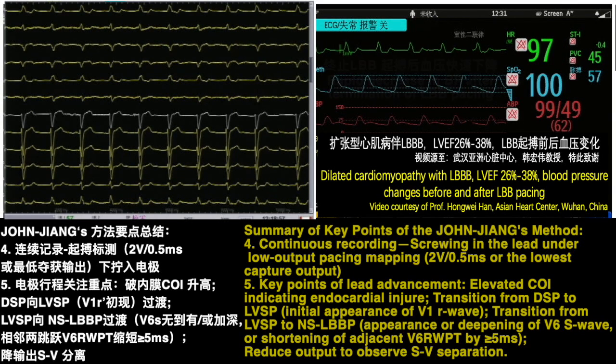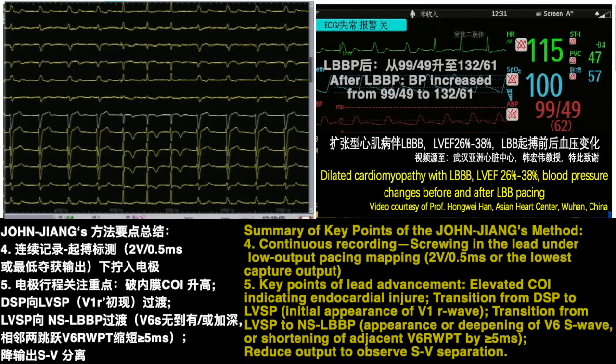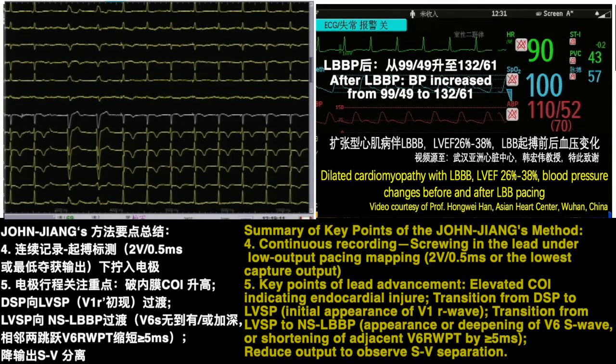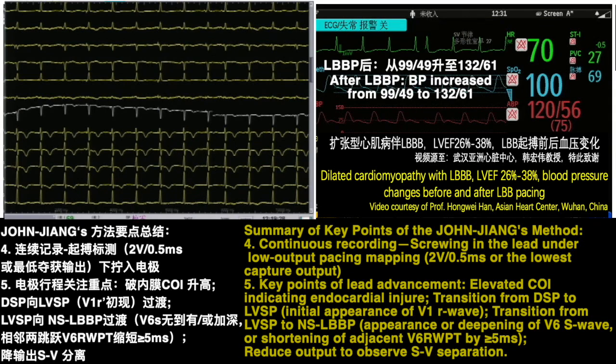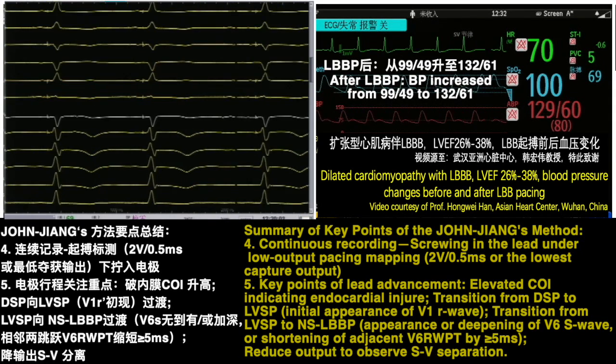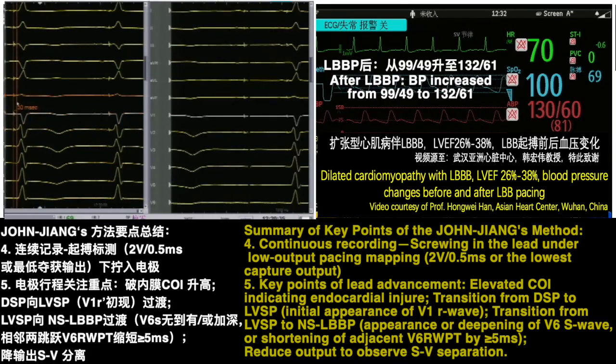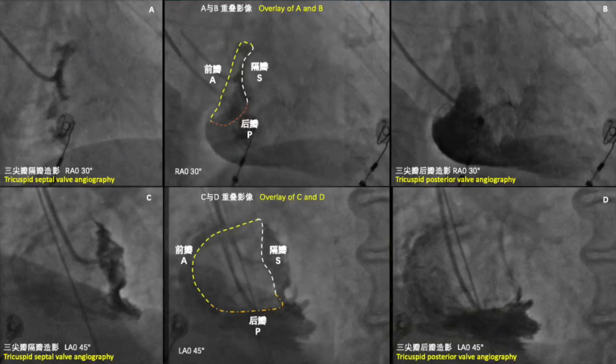Key points of lead advancement. Elevated COI indicating endocardial injury. Transition from DSP to LVSP. Initial appearance of V1 R. Transition from LVSP to NS-LBBP. Appearance or deepening of V6 S, or shortening of adjacent V6RWPT by about 5 ms. Reduce output to observe SV separation.